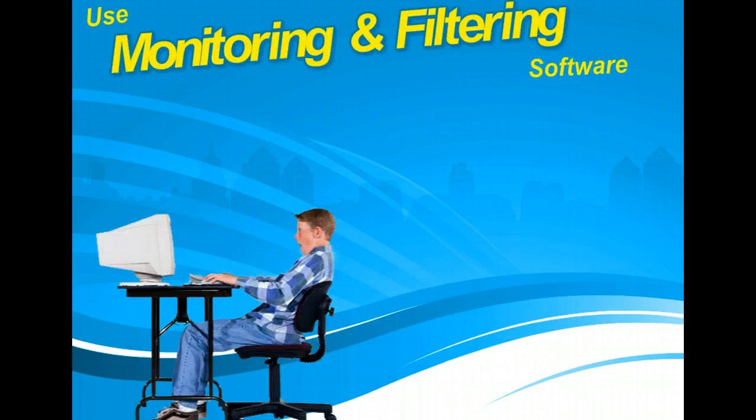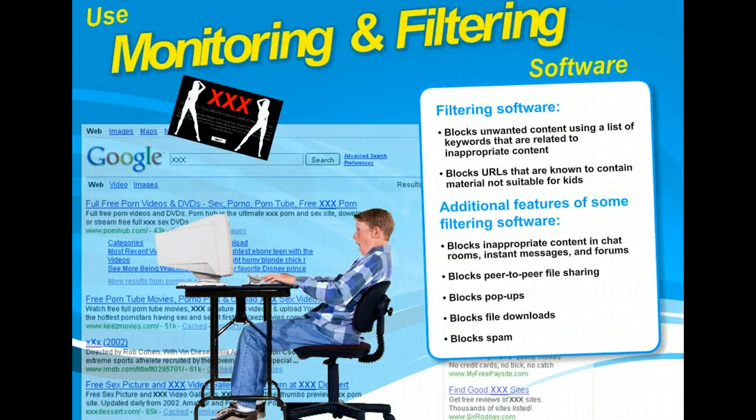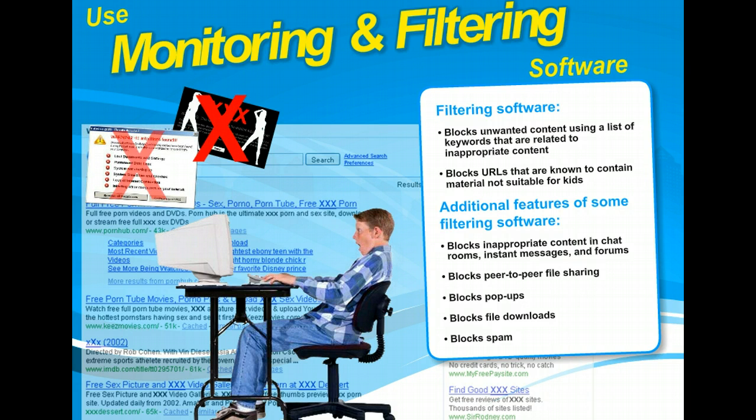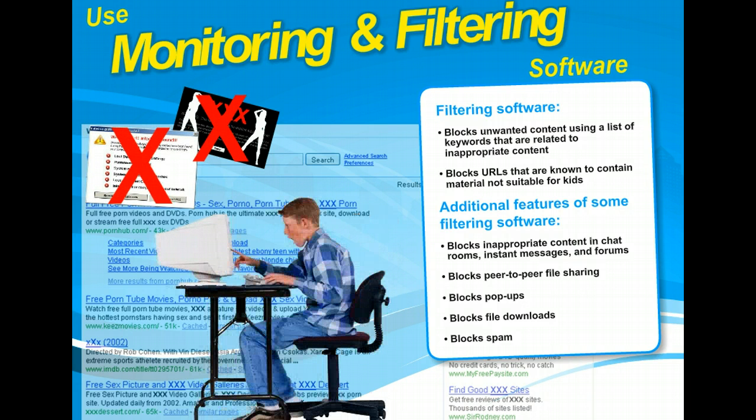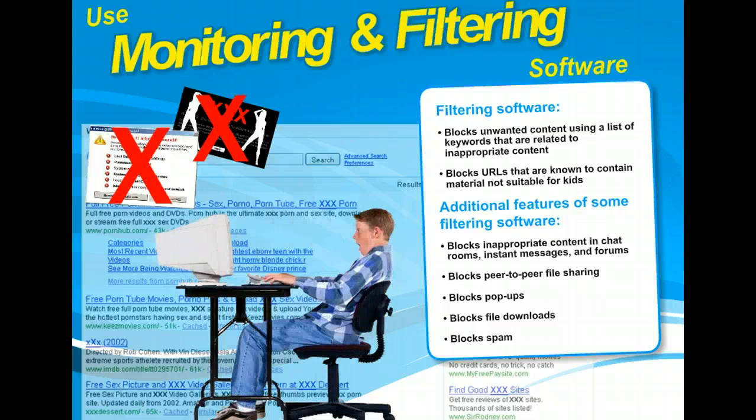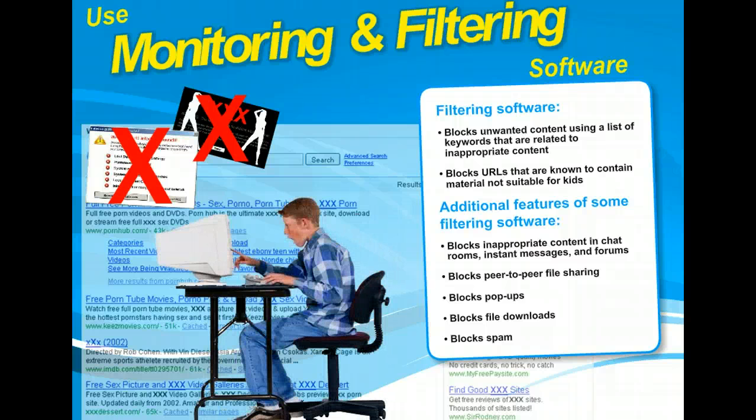There's a lot to learn about these tools, so let's take a look at them individually, starting with filtering. Filtering software allows you to block unwanted content using a list of keywords related to inappropriate content. It also blocks URLs that are known to contain material not suitable for kids.